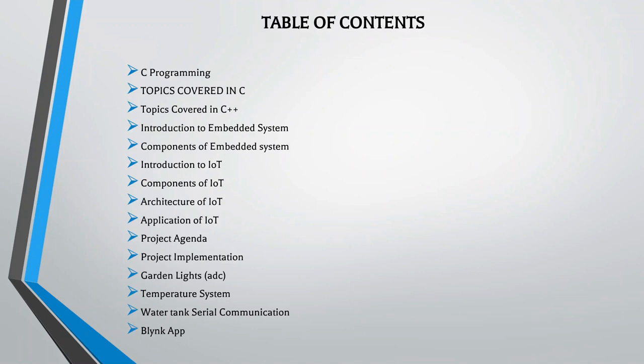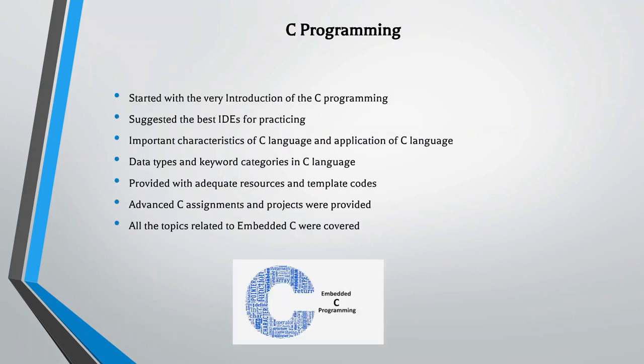Table of contents. These are the table of contents we covered in my PPT and also saw in the IoT internship. The C program started with an introduction to C programming, suggested IDEs, important characteristics of C programs, data types and keywords. Adequate resources, template codes, advanced C assignments and projects were provided. All these topics related to embedded C were covered.